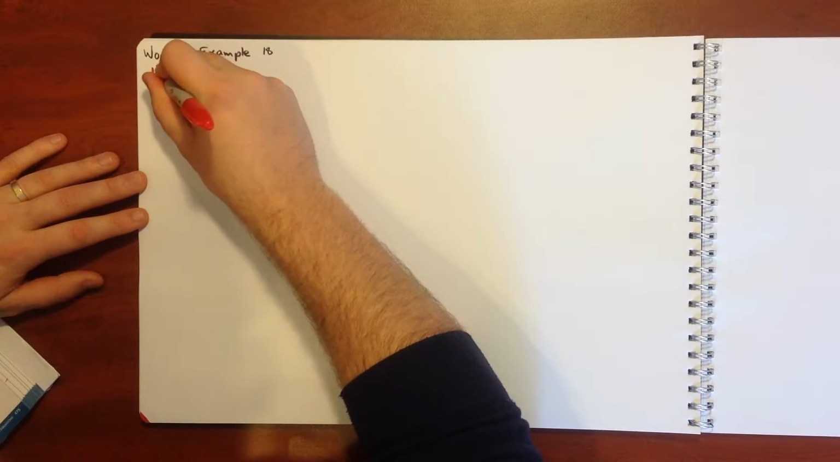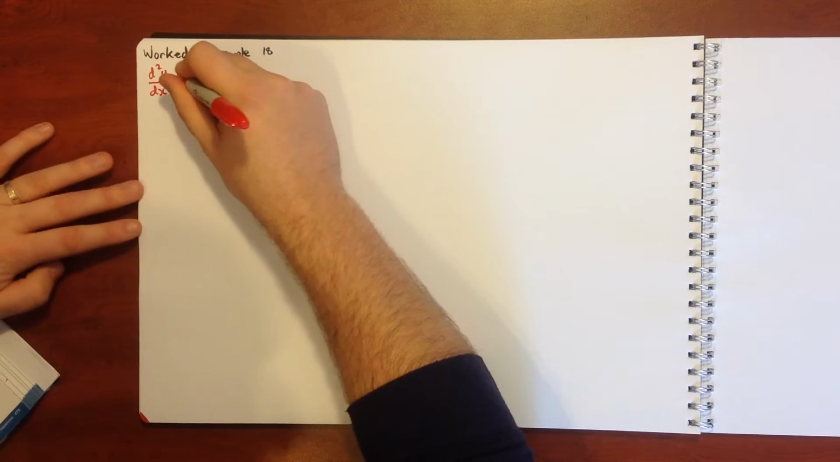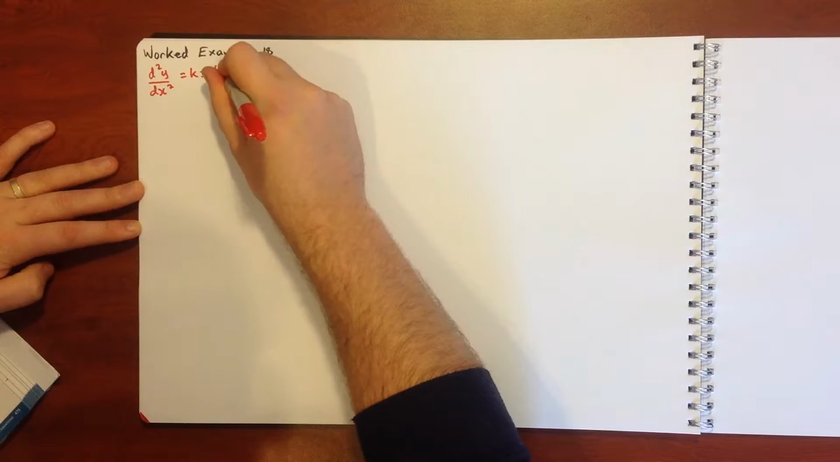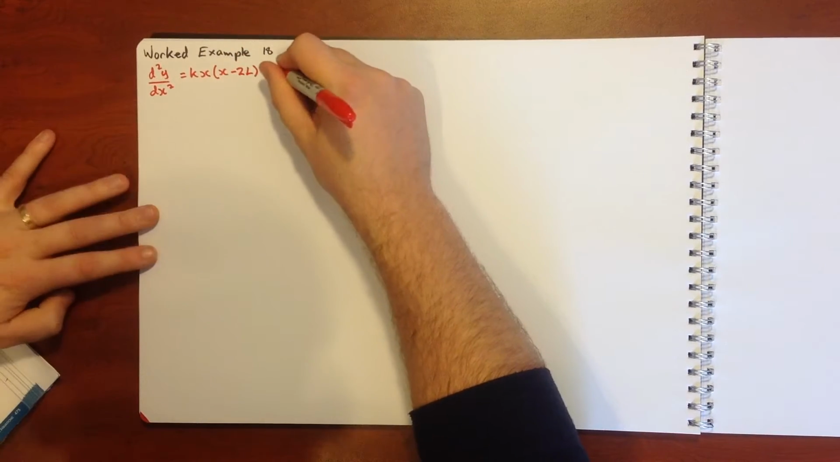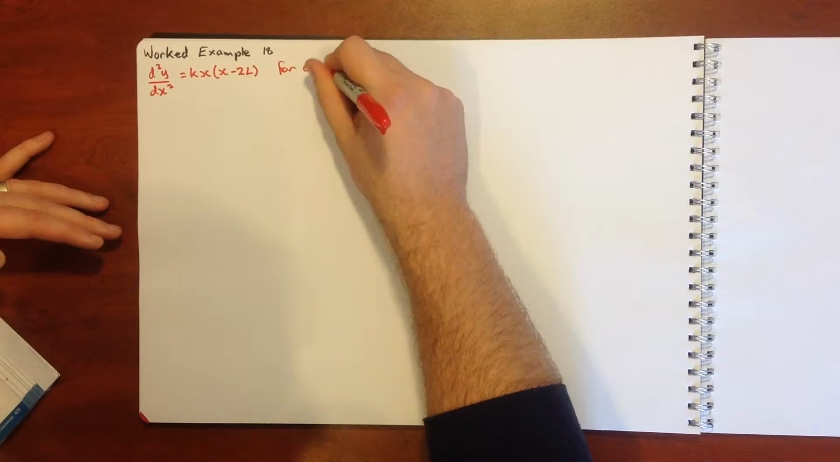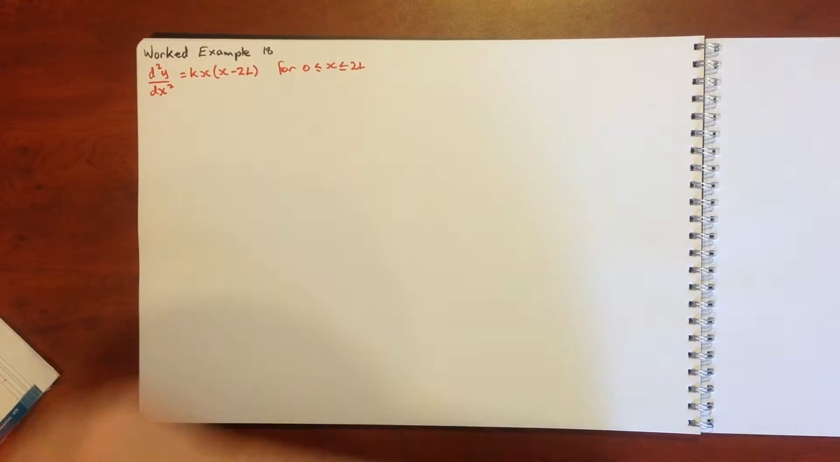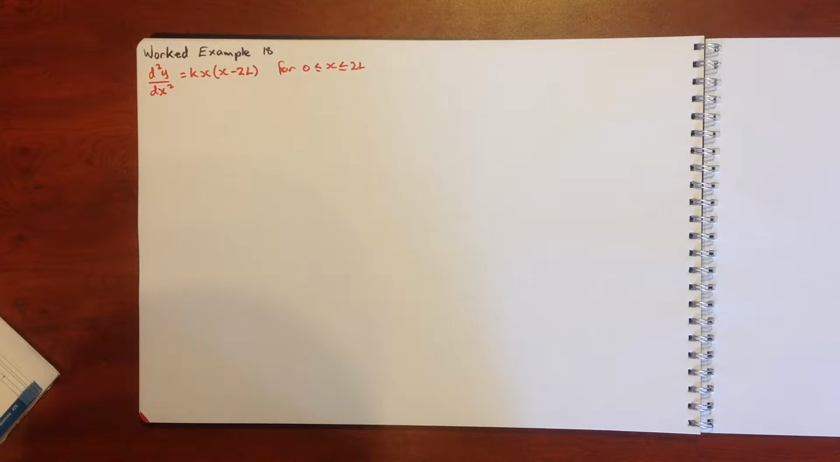Okay. So we've got one more worked example I'm going to have a look at, which is worked example 18. A beam of length 2L rests with its end on 2 supports at the same horizontal level. The downward deflection y from the horizontal satisfies the differential equation d squared y on dx squared equals kx times (x minus 2L), for 0 less than or equal to x less than or equal to 2L, where x is a horizontal distance from one end of the beam and k is a constant related to the stiffness and bending moment of the beam. We need to find the deflection y in terms of x and show that the maximum deflection occurs in the middle of the beam.